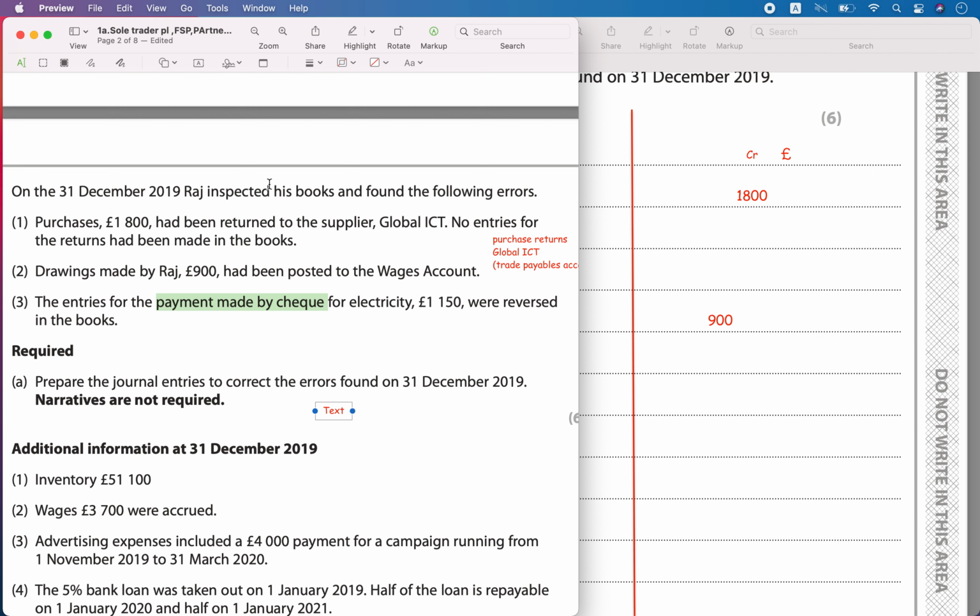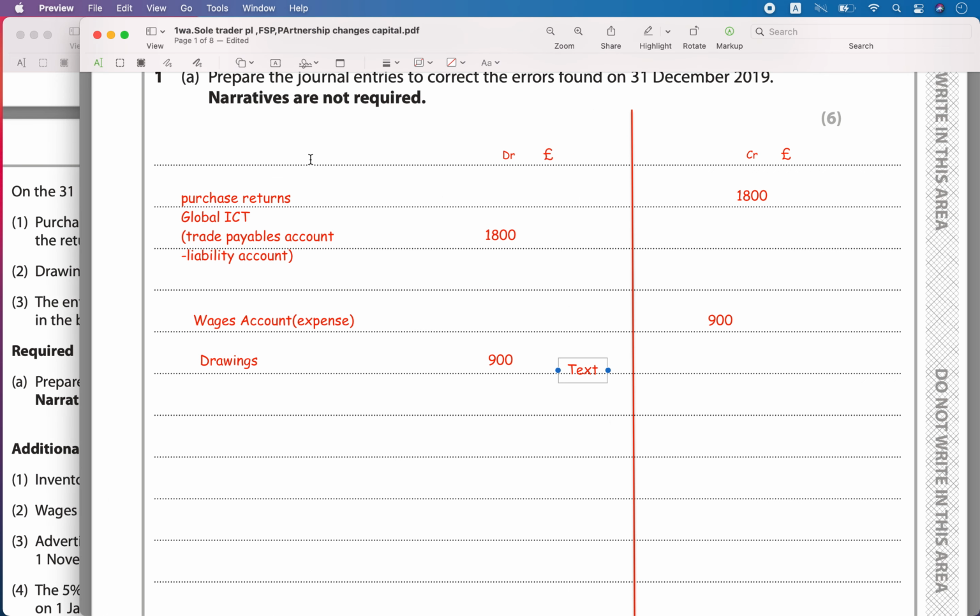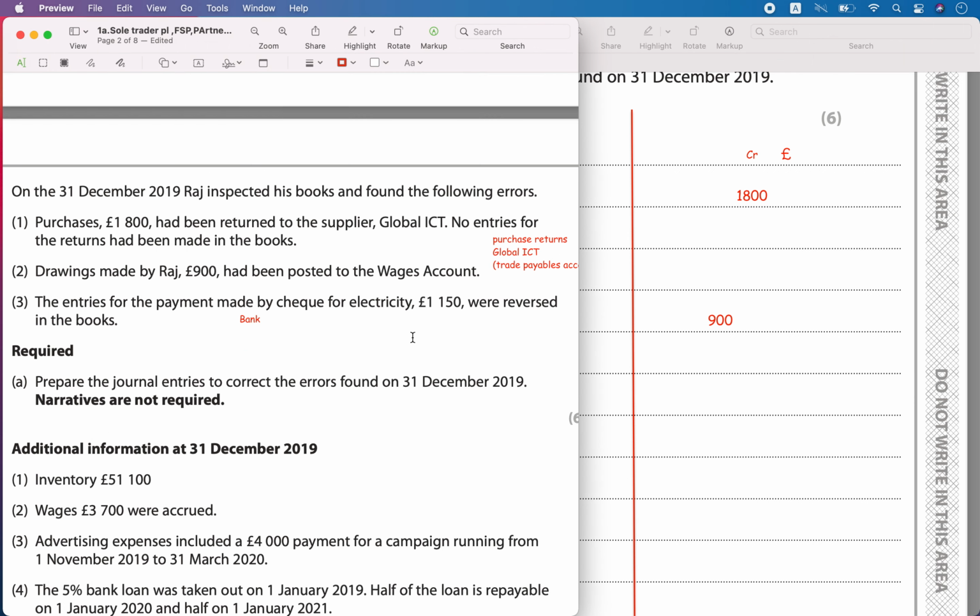Now let us do the third correction. The entries for the payment by cheque for electricity, 1150, were reversed in the books. Because it mentions cheque, the bank account is going to be affected and the other account is going to be the electricity account. So I'm going to make changes to the electricity account and bank account.